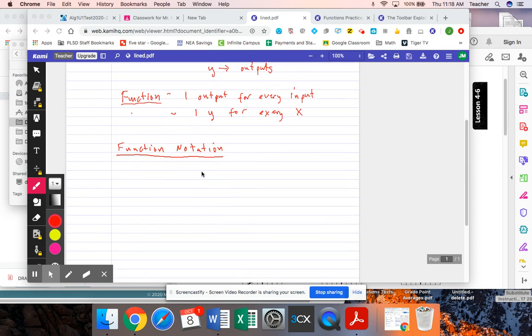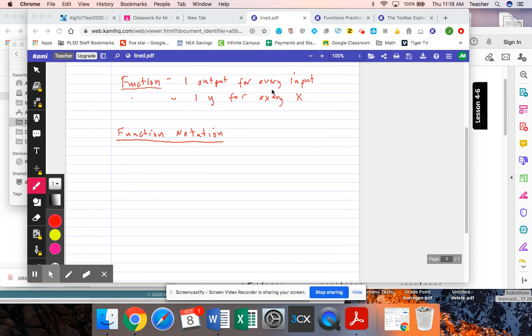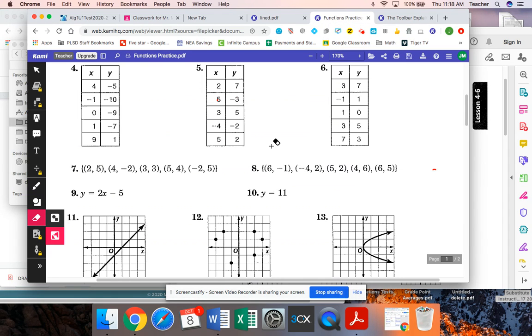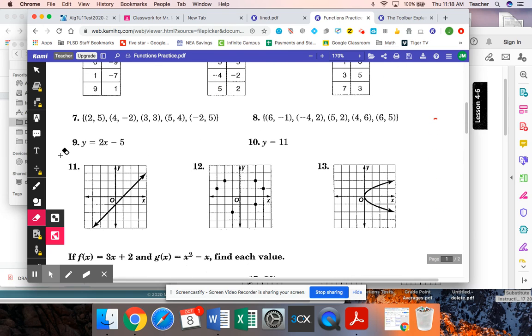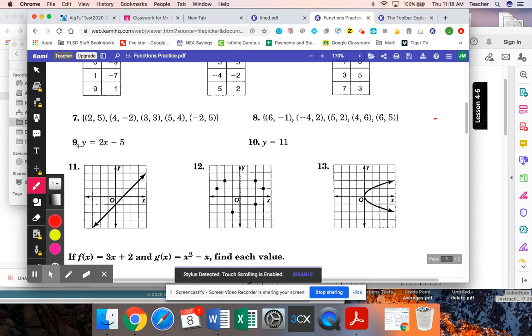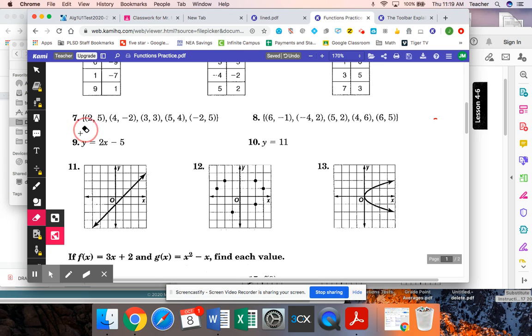So right now, if we have something that is a function, you will see function notation. Now, on the last one, we marked this up and we had things that were functions and relations. And I said that we were not going to deal with numbers 9 and 10 for right now, just because we wanted to talk a little bit about equations and all that stuff. But I will use this as an example for right now.